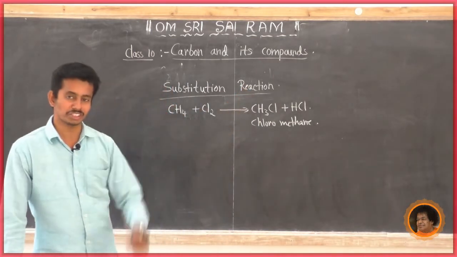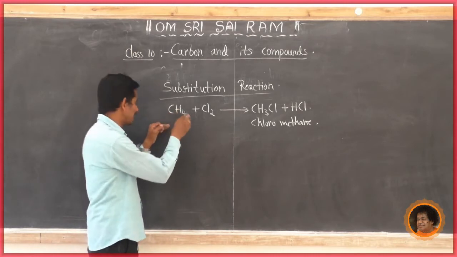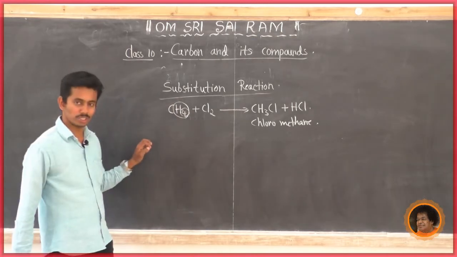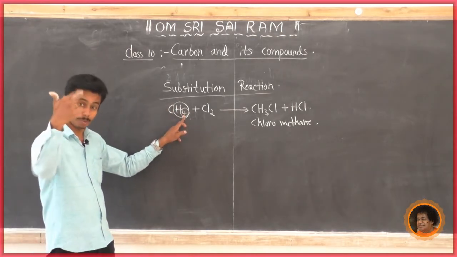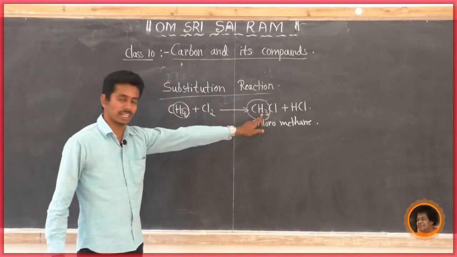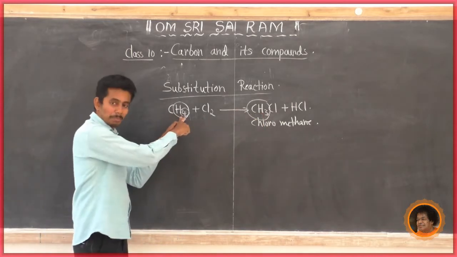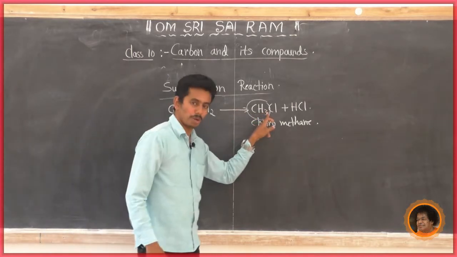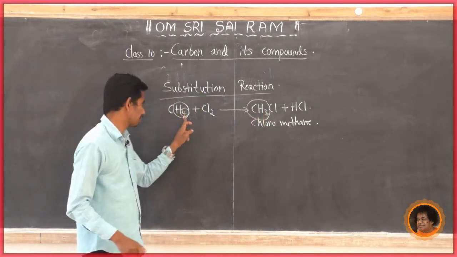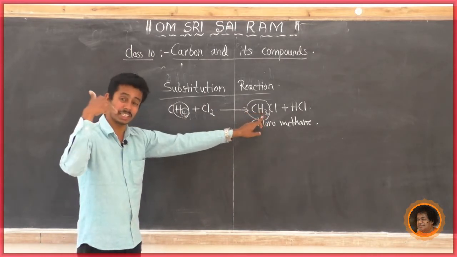Why is it a substitution reaction? Because CH4 means methane. In that, how many hydrogen atoms are present? 4 hydrogen atoms. In the product part, look at the hydrogen. How many hydrogen atoms are formed? Only 3. In the reactant part it is 4, in the product part it is 3. So one hydrogen is substituted, or replaced, by chlorine.